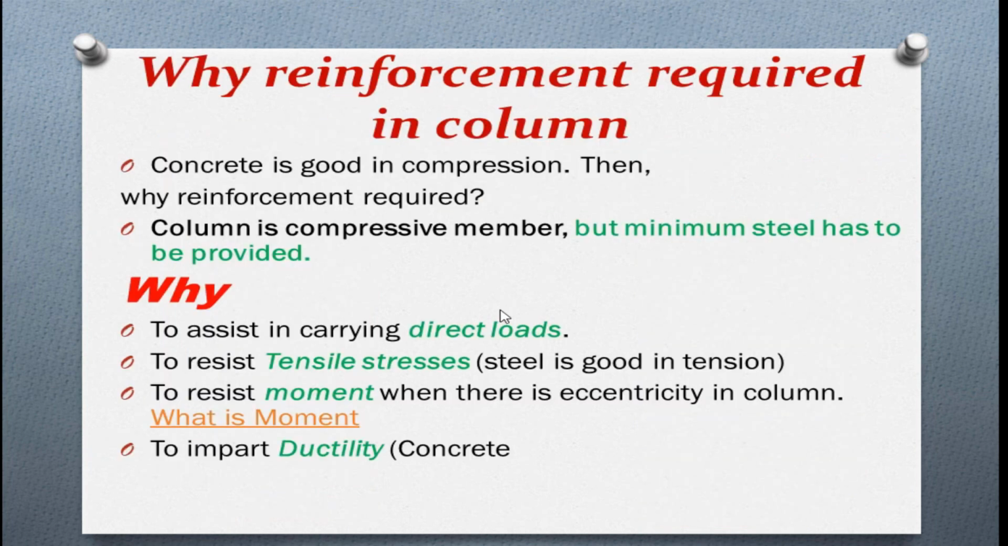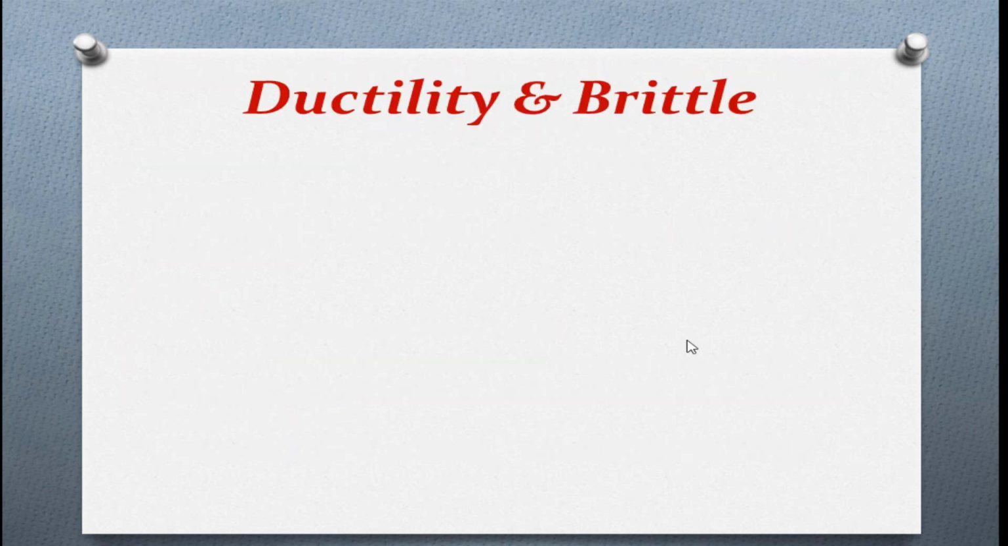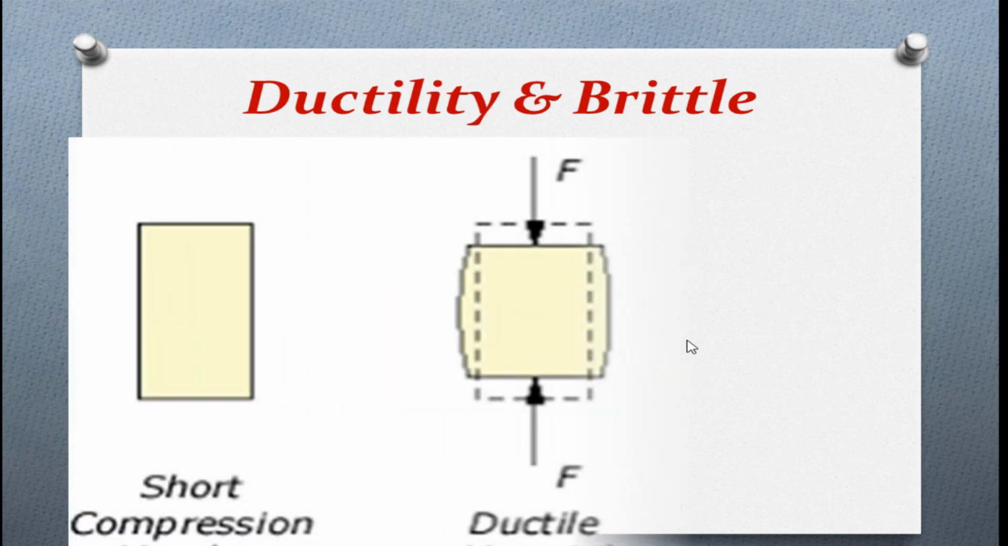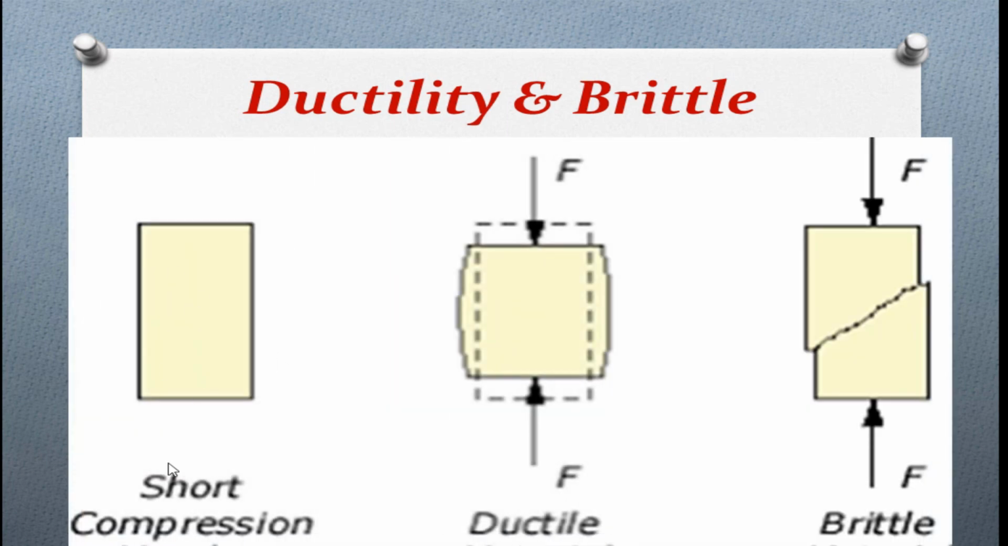Next, to impart ductility, since concrete is brittle in nature. As we all know concrete is brittle in nature, so to impart the ductility. Next we will see what is ductility. Ductility and brittleness, you can see in the section view, a short compression member. This is the column, you can see the compression load is applied on the top and bottom, force F, it is called force or P, both are same. So this is the ductile member.